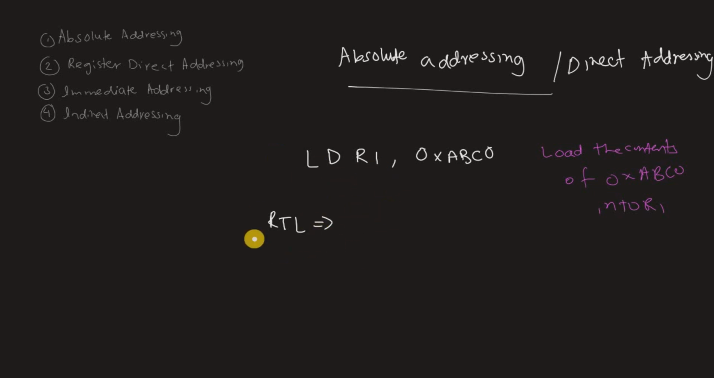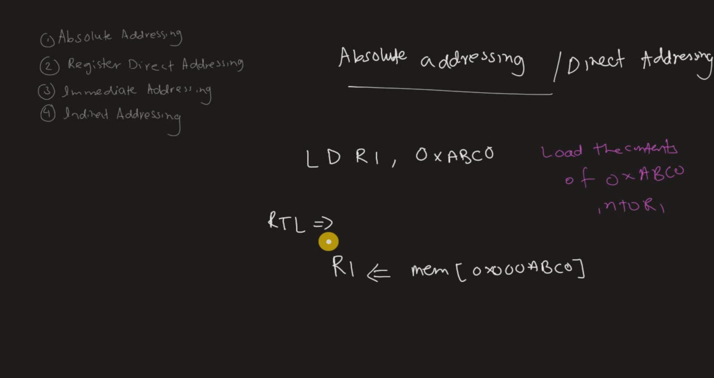But those of you who already know RTL can write the same expression in RTL. This expression is equivalent to R1 getting the contents of the memory address ABC0. This is the same thing written in RTL. They're telling the same thing: store the contents of this memory address into R1. This is basically absolute addressing.